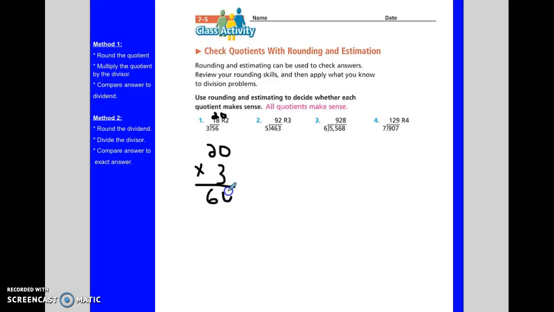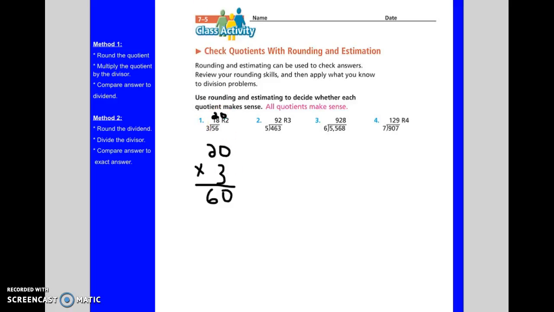And then the last step is to compare the answer to the dividend, okay, the thing that we were dividing into. So I got 60 and it was 56. So they're really close to each other, and that's what we're looking for, is that they're really close. And so yes, I think that it's a reasonable answer to say that when you take 56 divided by 3, you get 18 remainder of 2. Okay, it's a reasonable answer. So we can use that to check.